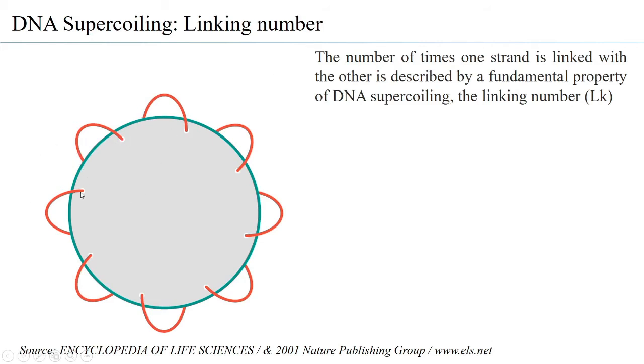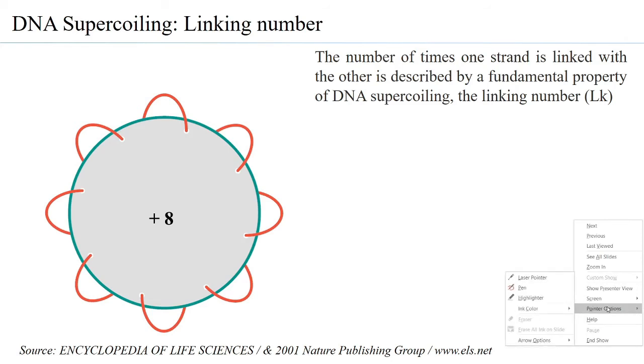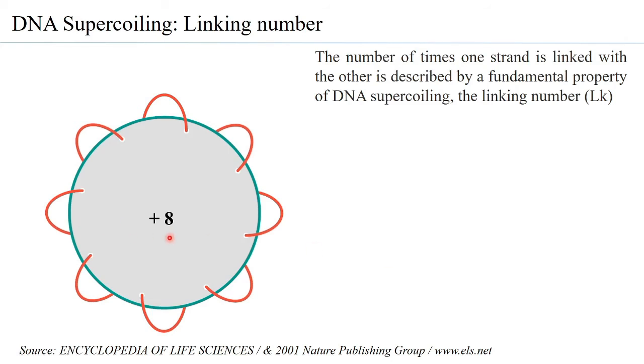1, 2, 3, 4, 5, 6, 7, and 8. So therefore, what is the linking number over here? The linking number is considered to be 8. Now, we have added a plus over here. What is the reason for adding a plus? Well, the plus indicates that it is positively supercoiled. So linking number equal to plus 8 indicates that there are 8 supercoils and they are all positive supercoils.